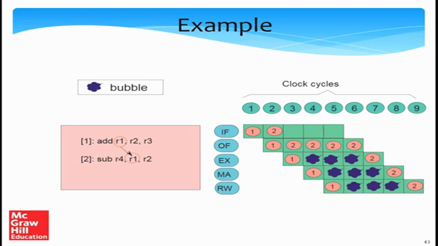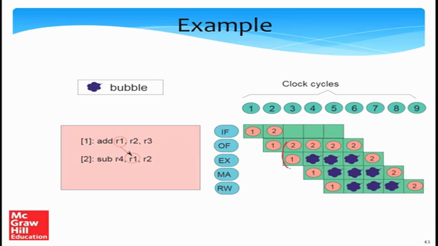The first instruction enters the pipeline in clock cycle number 1, and then it just proceeds in the pipeline without stalling. So cycle number 2, it enters the OF stage. Cycle number 3, it enters the EX stage. Cycle 4, it enters the MA stage. And cycle 5, it finishes its job and exits the pipeline. In the pipeline diagram, we see that instruction 2 enters the IF stage in cycle 1, and enters the OF stage in cycle number 3.